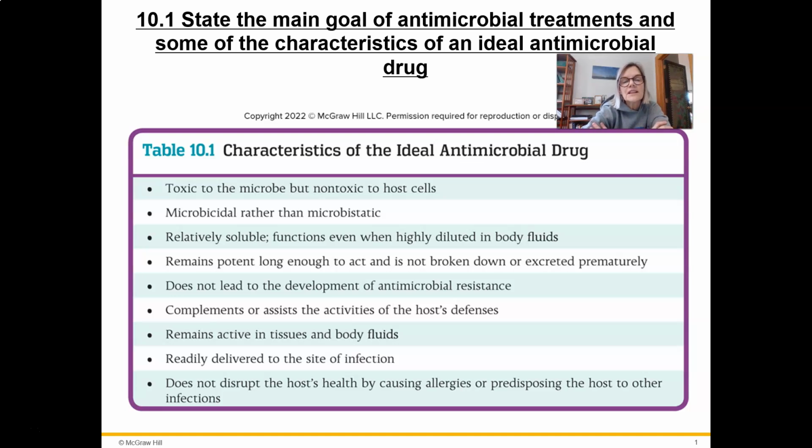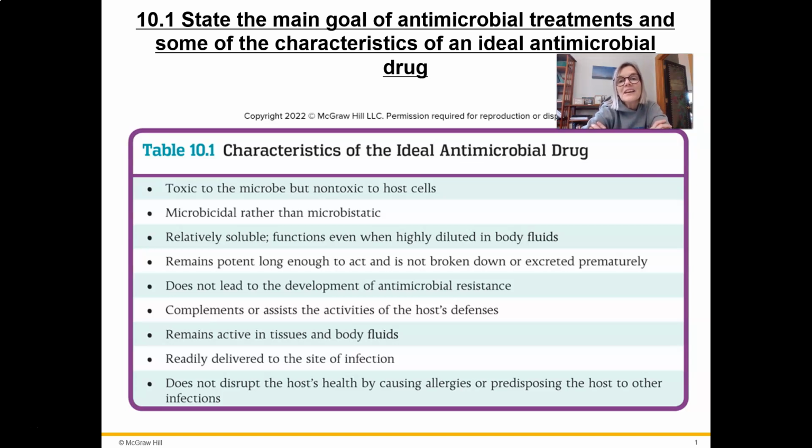So you can imagine that the level of standard of safety for something you're putting inside of the body is much higher than what you would be putting on an inanimate object or even on the outside of the body. So antimicrobial drugs are chemicals that we're going to use inside of the body and are antimicrobial, or killing microbes or inactivating them in some way. And probably, so it says state the main goal of antimicrobial treatments. Well, the first one is to kill microbes inside the body.